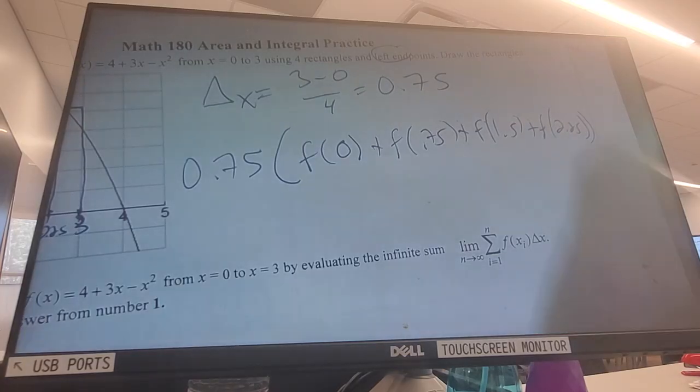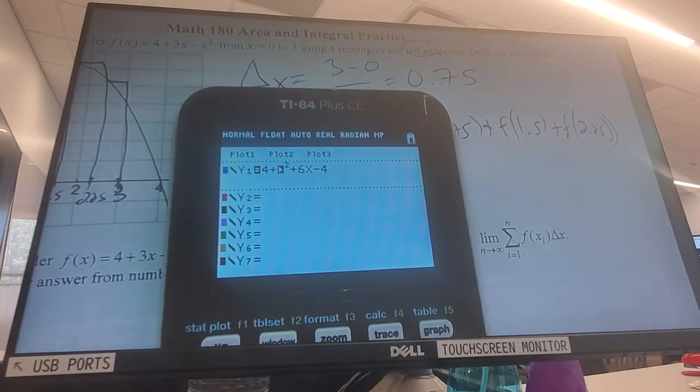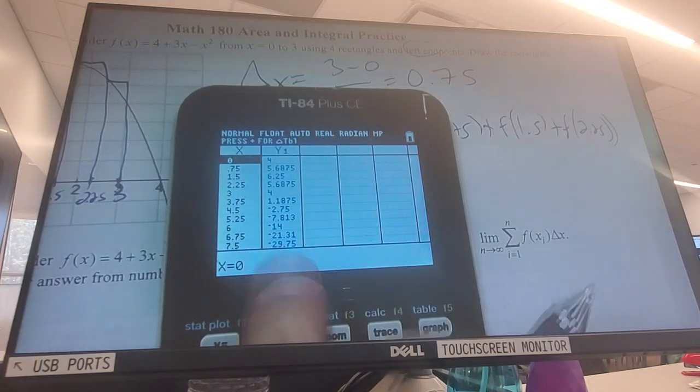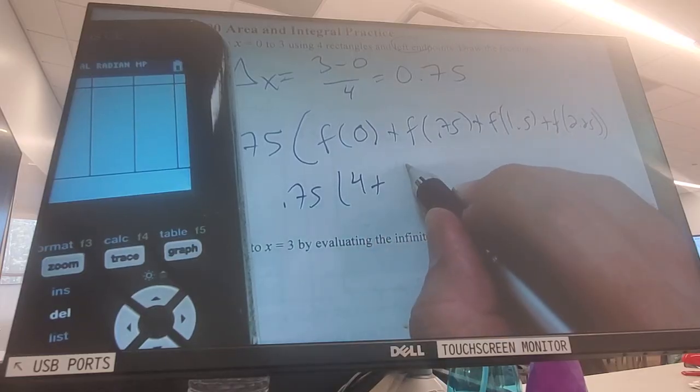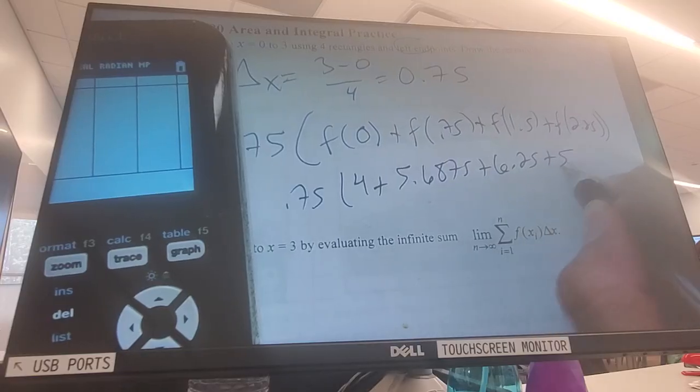And again, you could do the same thing we did before. You could put in here 4 plus 3x minus x squared. I've got to delete this other stuff. There we go. And then if I do table set, I want to start at 0 and I want to step by 0.75, because that's my width. Go to table and now I've got the outputs I need. So I've got 0.75 times 4 plus 5.6875 plus 6.25 plus 5.6875.